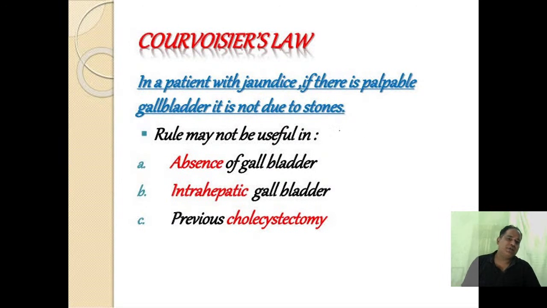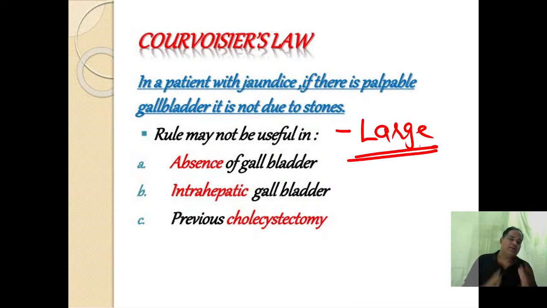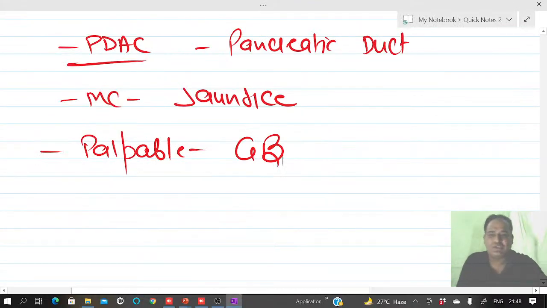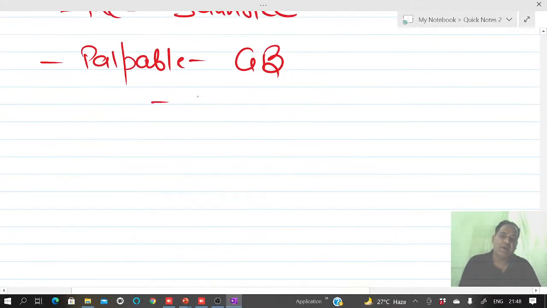Now, Courvoisier's law has two exceptions. One, if there is a large stone at the neck that will compress the common bile duct, your patient will have jaundice. That will cause enlargement of the gallbladder, so your patient will have a palpable gallbladder. If there are two stones, this is important.